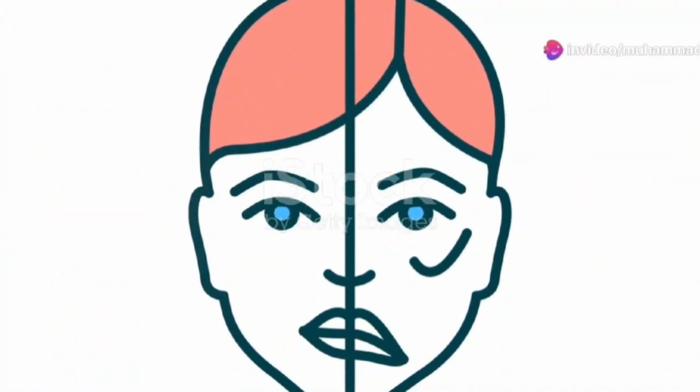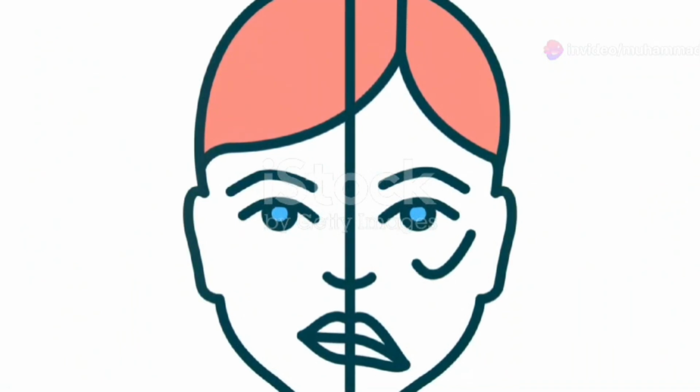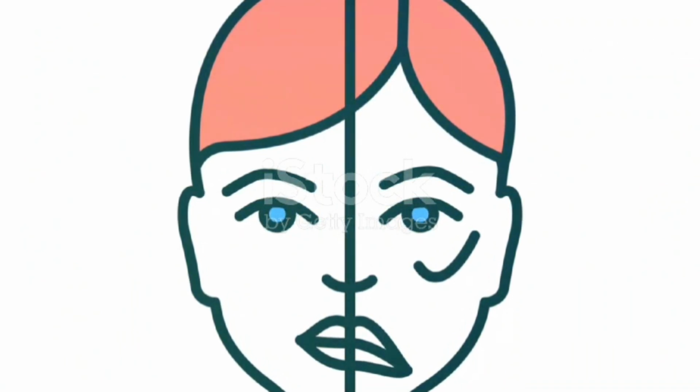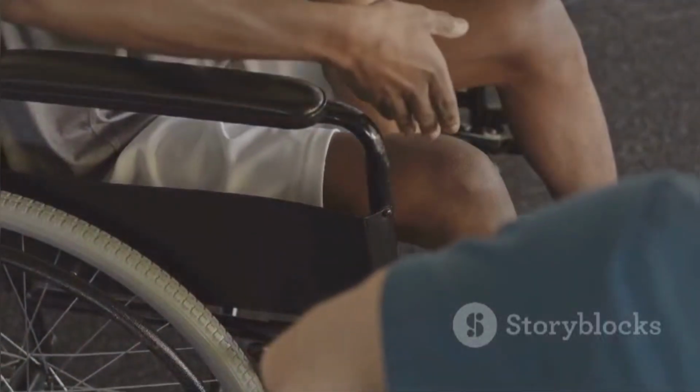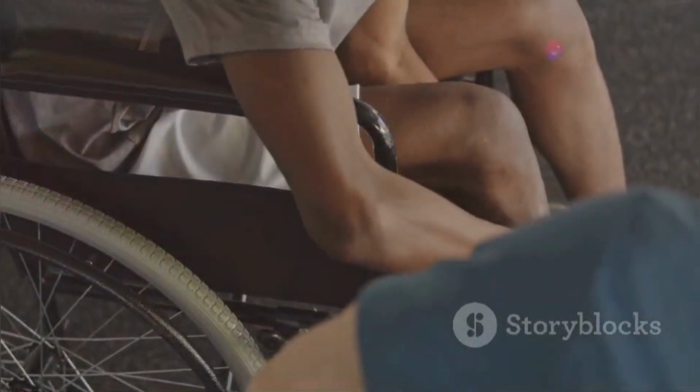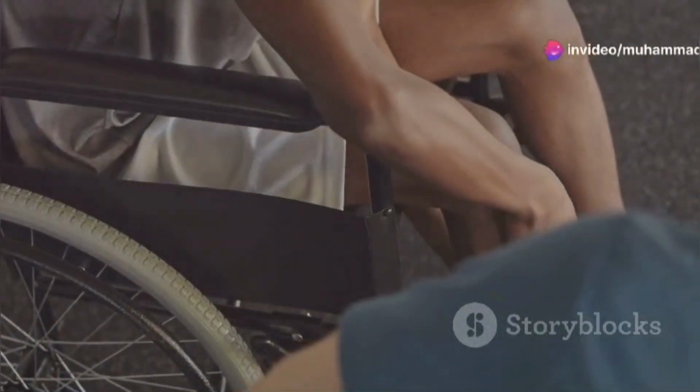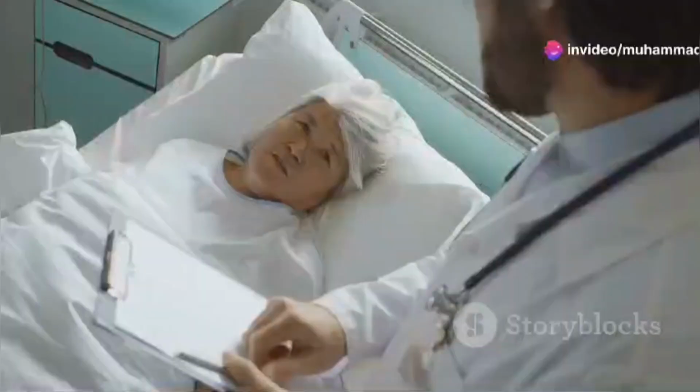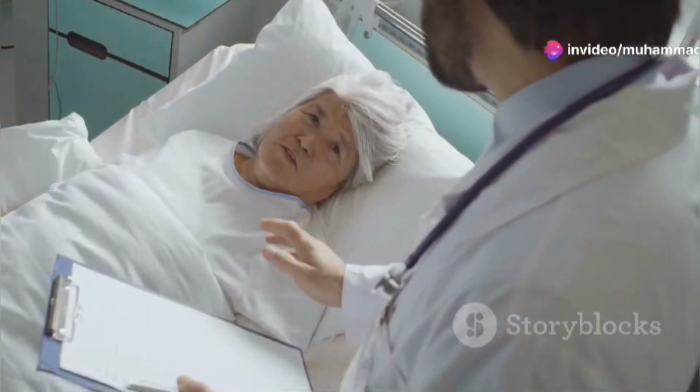One side of the face may droop or become numb. Ask the person to smile. Is the smile uneven? One arm may become weak or numb. Ask the person to raise both arms. Does one arm drift downward? Speech may be slurred, or the person may have trouble speaking or understanding speech.